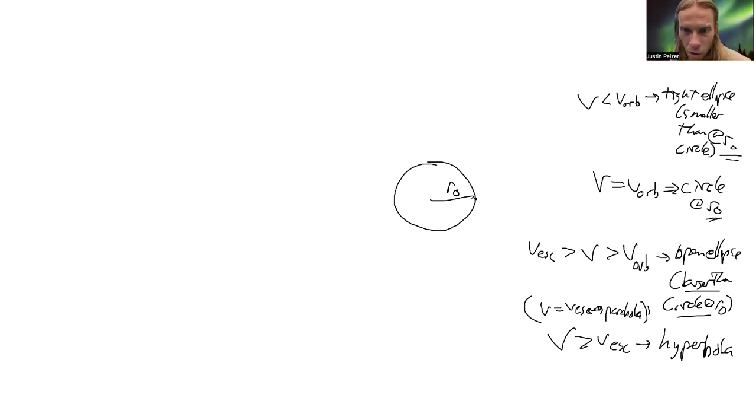If I launch at V less than V orbit, like V initial equals 4 kilometers per second, that's pretty fast. If I threw something sideways at 4 kilometers per second, it would go in a tight ellipse, and if it could go through the Earth, it would go like this.